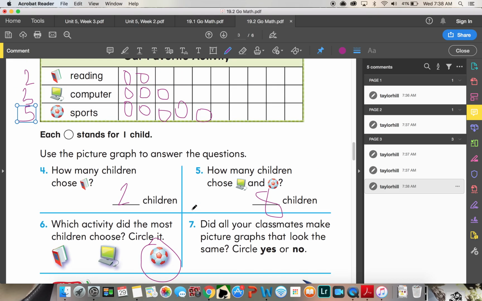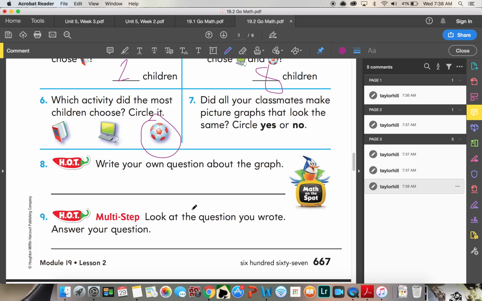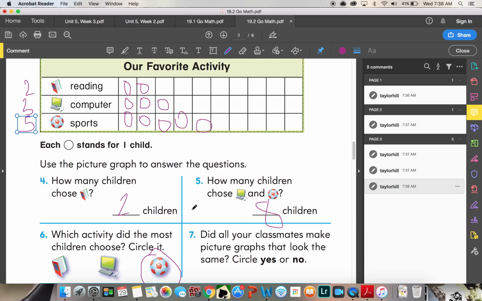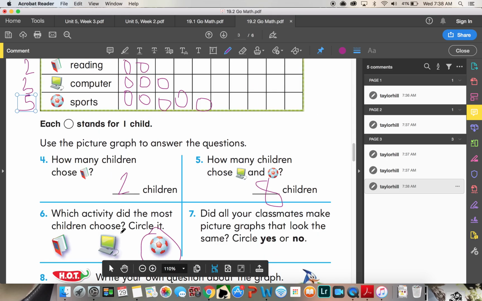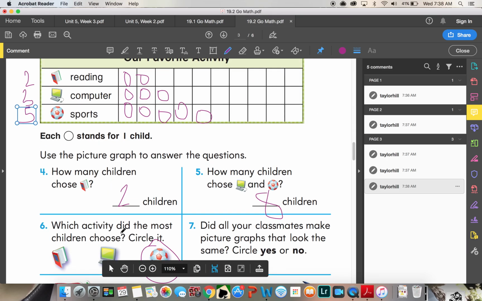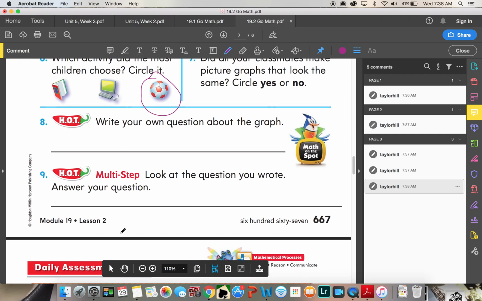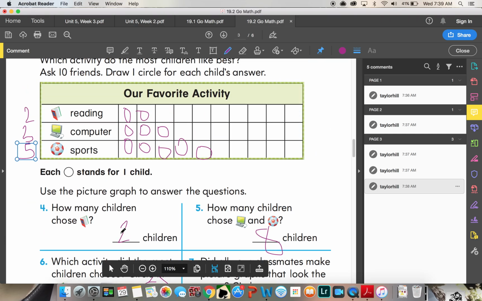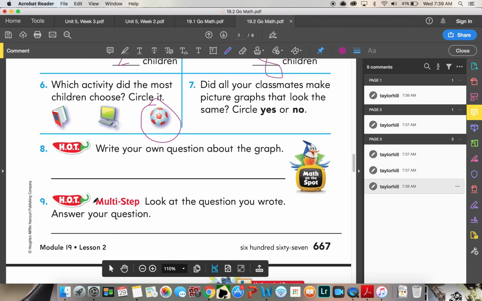Well, considering that we had the same numbers, your picture graph should look the same. But if we asked 10 random people in our classroom, our picture graphs would look different. Write your own question about the graph. I'm going to say how many people chose reading and sports. Reading and sports. Look at the question you wrote. Answer your question. How many children chose reading and sports? So 5 plus 2 equals 7.